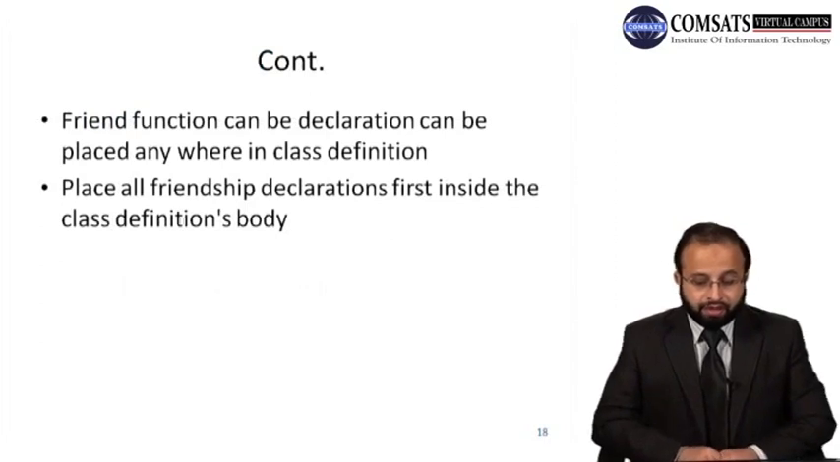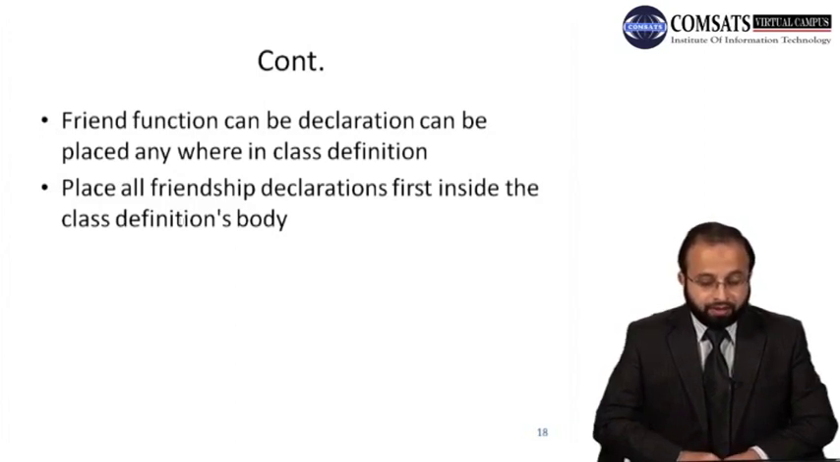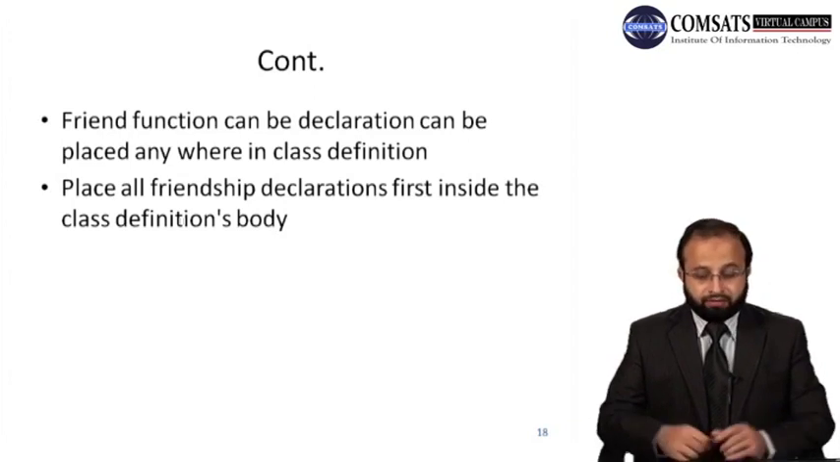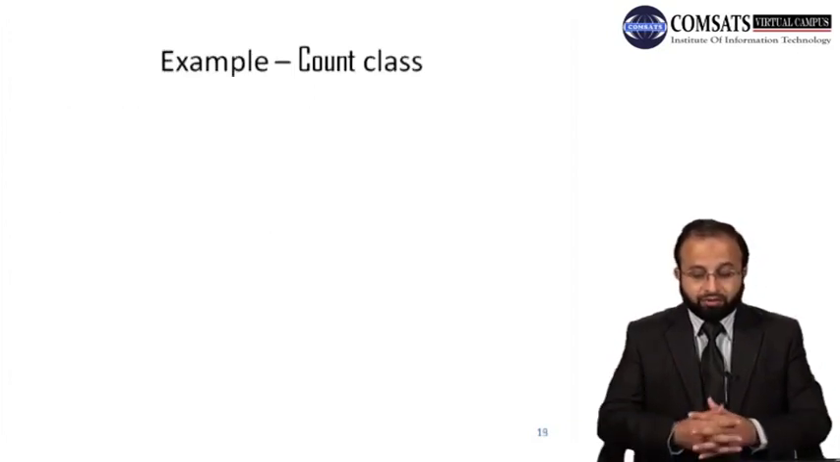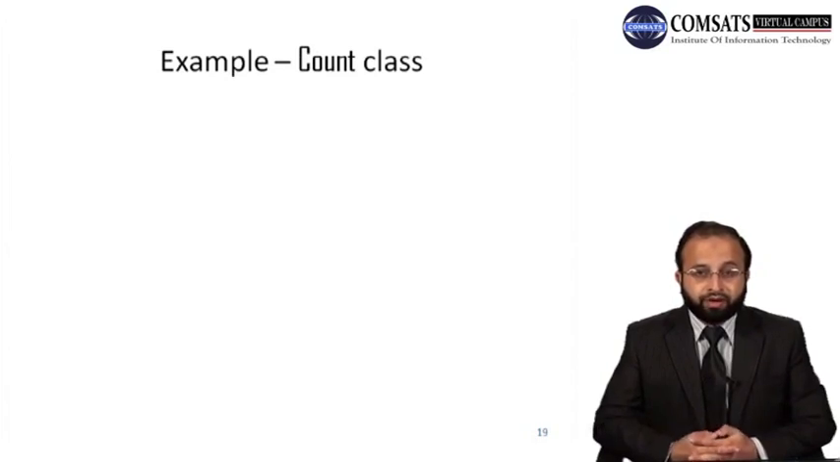A friend function can be declared or placed anywhere in the class definition, right? So place all friendship declarations first inside the class definition's body. Usually these friend functions are written at the beginning of the class definition to increase the readability of the class definition. An example is the count class. So a friend function is a function, let me explain it.